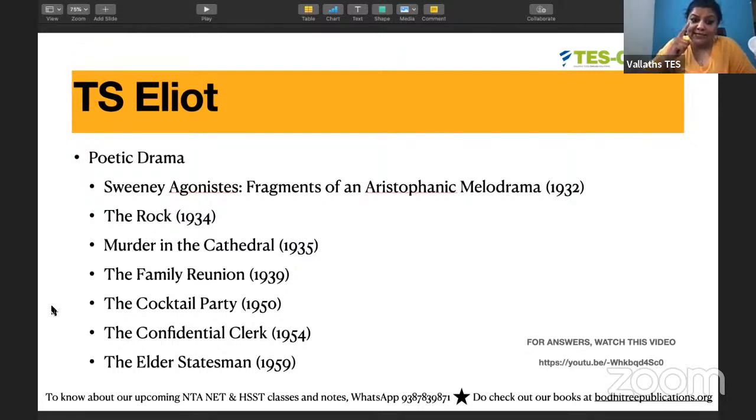Then, poetic drama, he wrote. Which are his poetic plays? Sweeney Agonistes. What is the subtitle? Fragments of an Aristophanic Melodrama. Then came The Rock. Tell me, guys, what kind of a play is The Rock? It is a pageant play. The Rock is a pageant play.